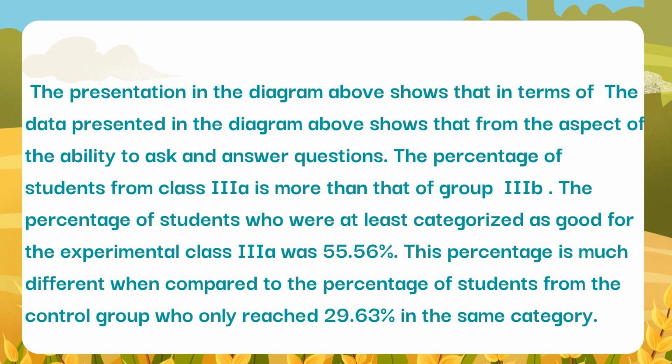The data and the diagram above show the results from the aspects of the ability to ask and answer questions. The percentage of students from class 3A is more than group 3B. The percentage of students in the good category for experimental class 3A is 55.56%. This percentage is much different when compared to the percentage of students from the control group, who only received 29.63%.